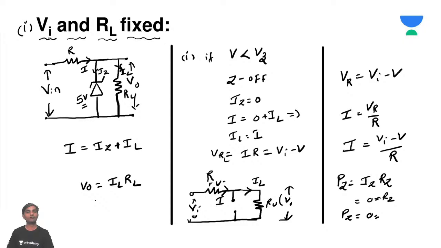Now we have seen the case where both Vin and RL are fixed. When Vin and RL are fixed, for V input less than Vz, you get the Zener going off. We will do some problems based on this concept so that you all understand very clearly what is what.